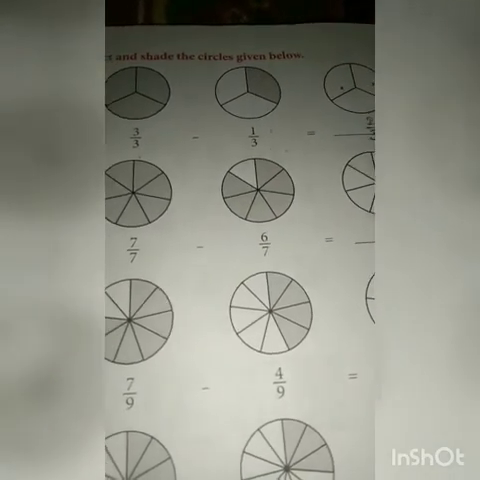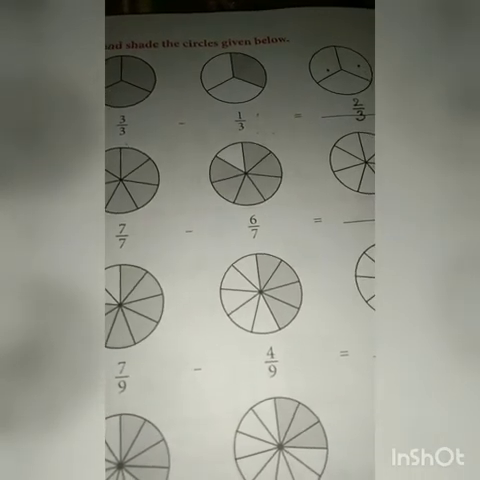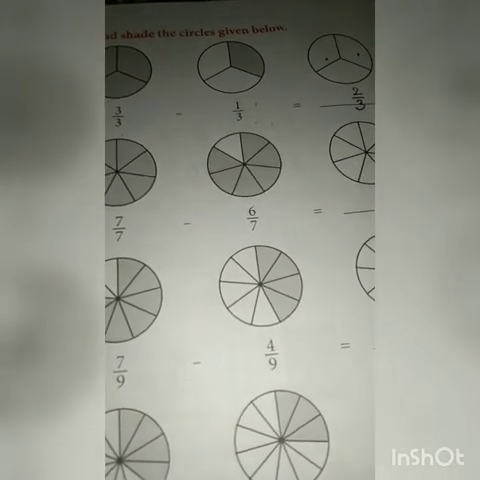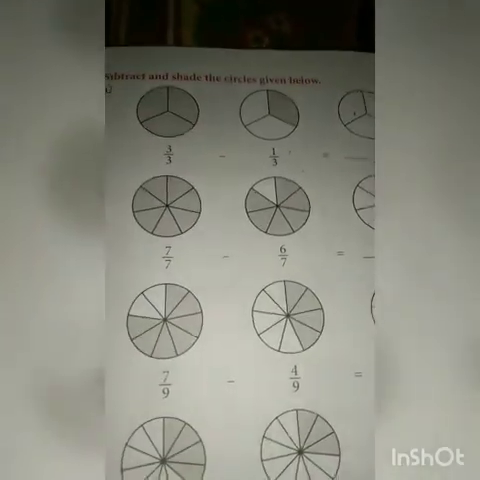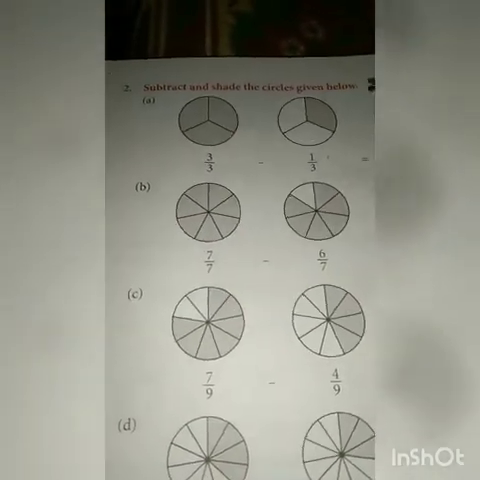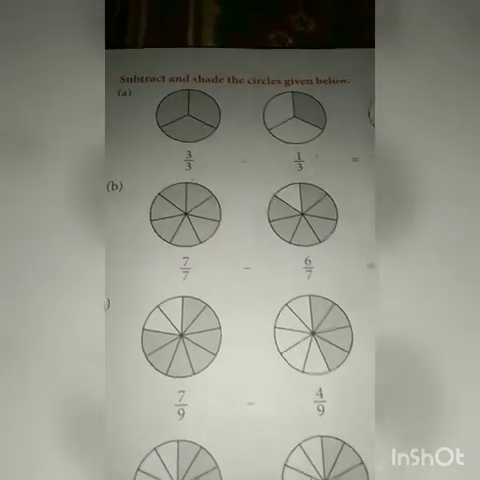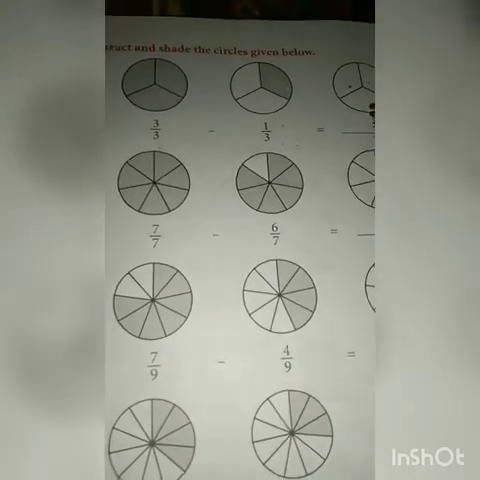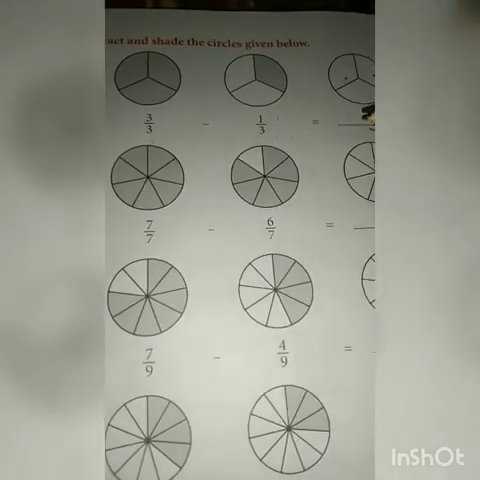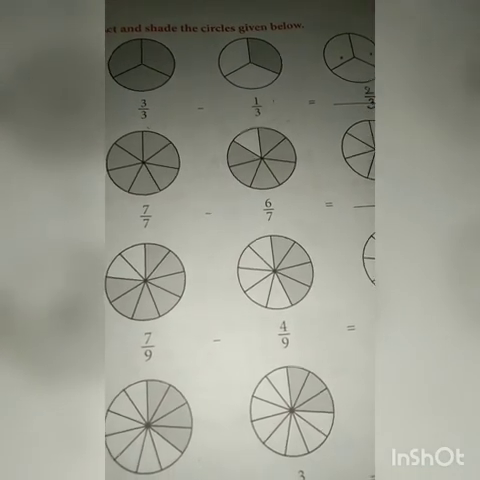Do it with your pencil. Don't use a pen here because if any mistakes happen, you won't be able to erase them. So use a pencil for doing this question, and this is your homework also. Question number 2, subtract and shade the circles given below, on page number 140, you will do in your book as homework. If you have any query, you can ask me. Thank you and have a nice day, children.